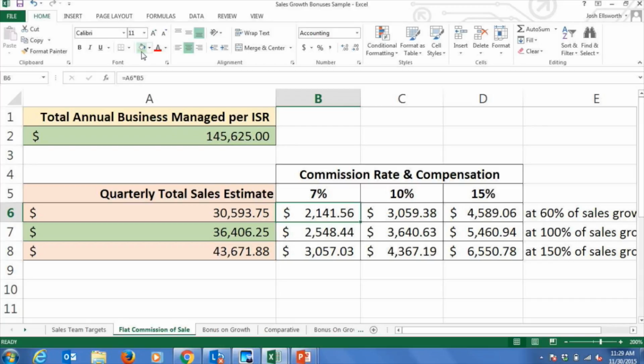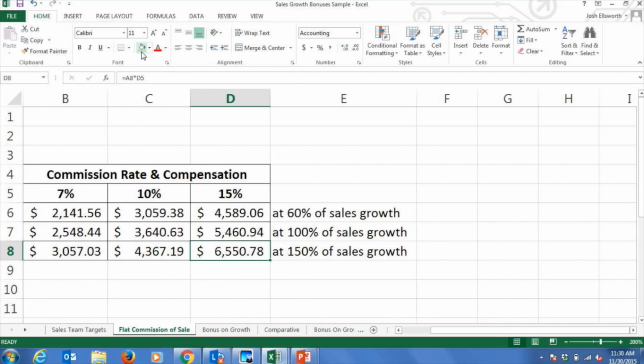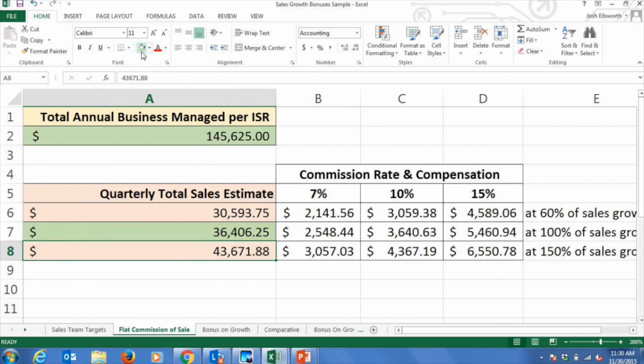I would recommend you set a sort of base at 60% or some percentage of the number to get rewarded at all, but it keeps them working even if they don't hit full target. And then I'd also allow some upside. So this particular one is 150% of the sales growth. So if they basically hit 150% of the budgeted growth, you could see the payouts.